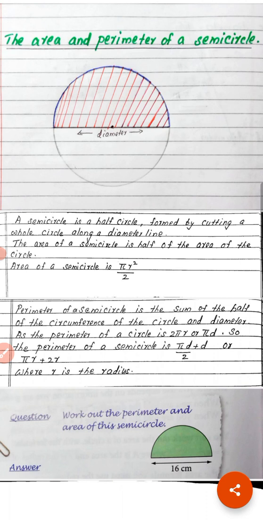Children, the diameter divides a circle into two halves such that they are equal in area. These two halves are called the semicircles. The area of a semicircle is half of the area of a circle. Let me explain this.